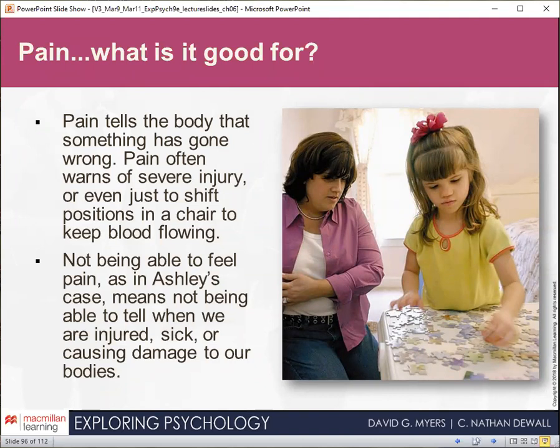So there are people out there who just do not have the ability to sense this pain, but it's not really good for them because pain, believe it or not, is your friend. It gives you and provides you with some valuable information about the state of your body.